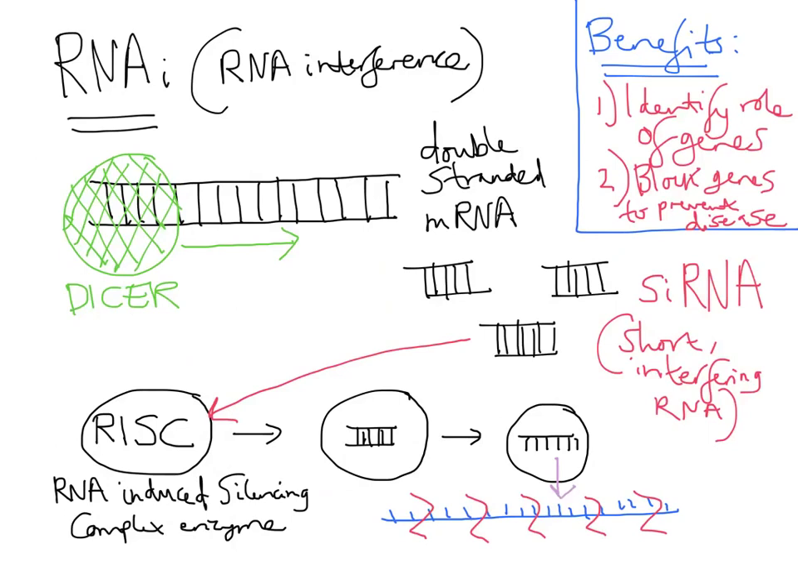So when the SI, or the short interfering RNA, joins with the RISC protein to form a silencing complex, that complex can join to the Huntington mRNA and destroy it. So it means that the Huntington mRNA cannot be translated into the Huntington protein, and that would help to reduce the symptoms of the disease.